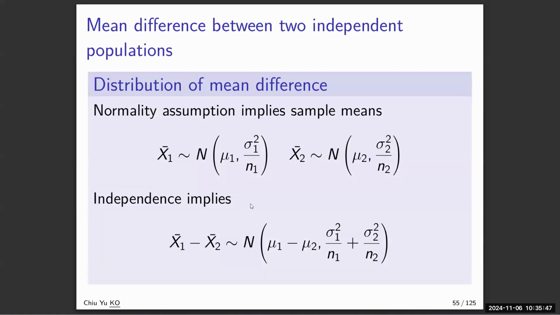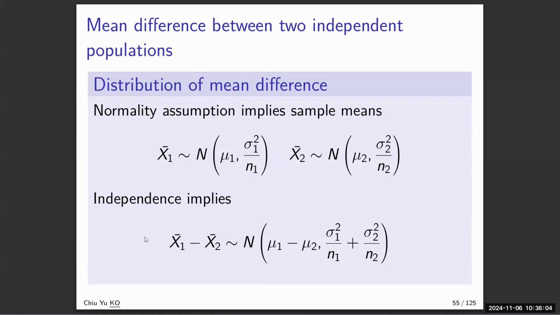And we have the following: the mean of sample 1 will follow a bell curve, the mean of sample 2 will follow a bell curve, and the difference will be a bell curve. So this is an important slide to drive all the results behind.